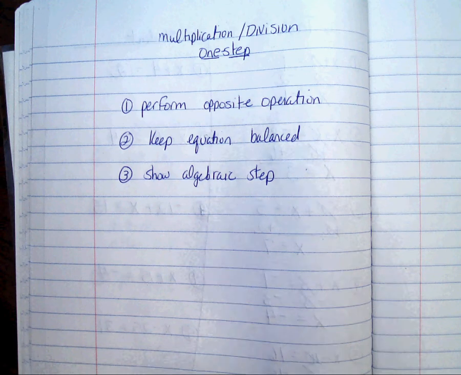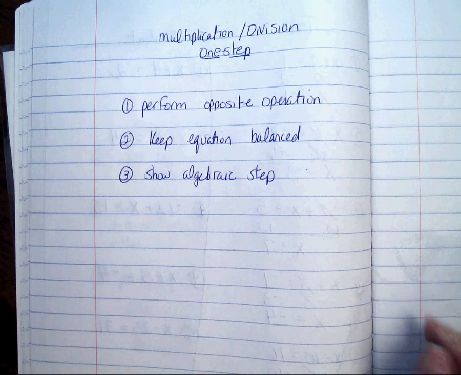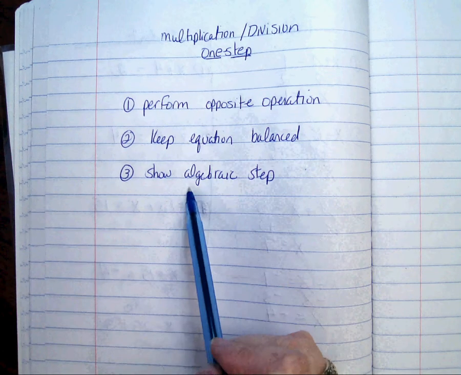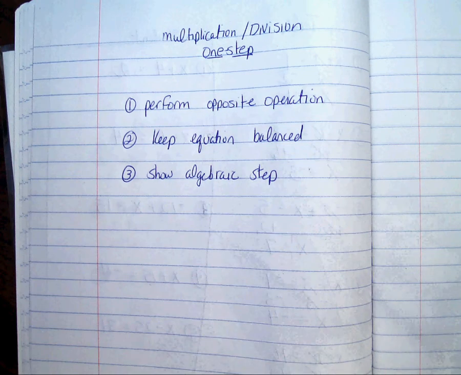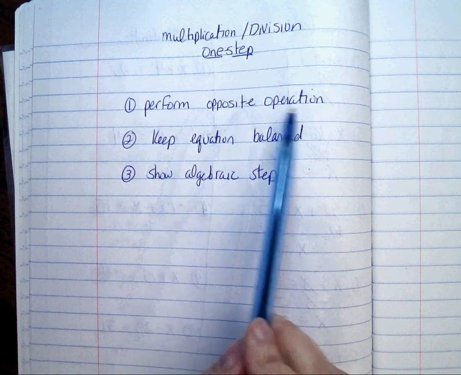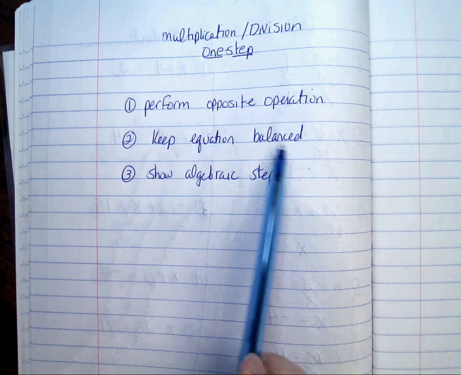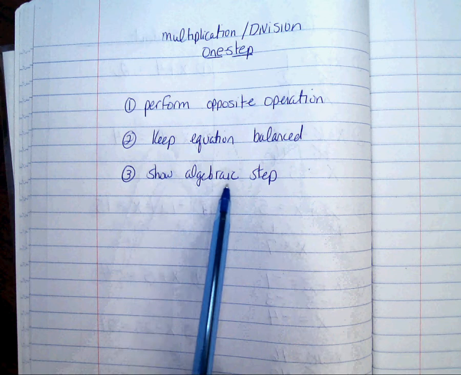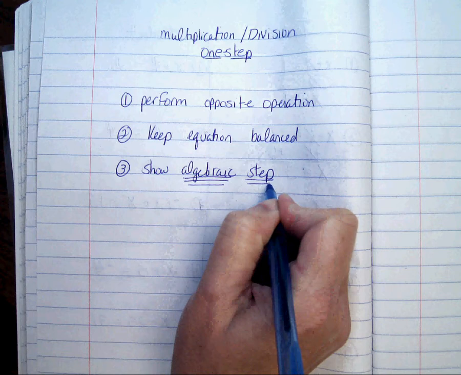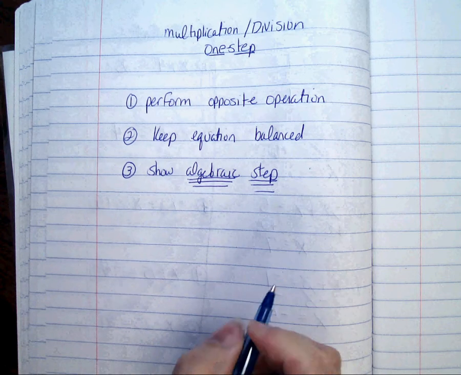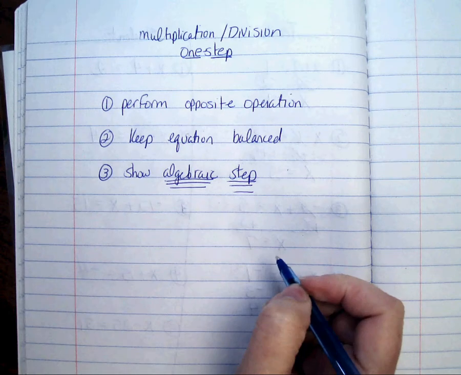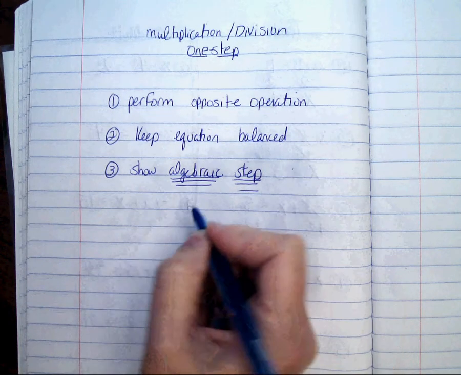Okay, this lesson is over solving one-step equations, multiplication, and division. The same three concepts apply that we took in our notes on page 16. I just rewrote them for you. You're performing the opposite operation, you're keeping your equation balanced, and you're showing your algebraic step. Again, I cannot stress enough how important it is to show the step. Okay? Now, to solve the equations today, we're either going to be multiplying or dividing.